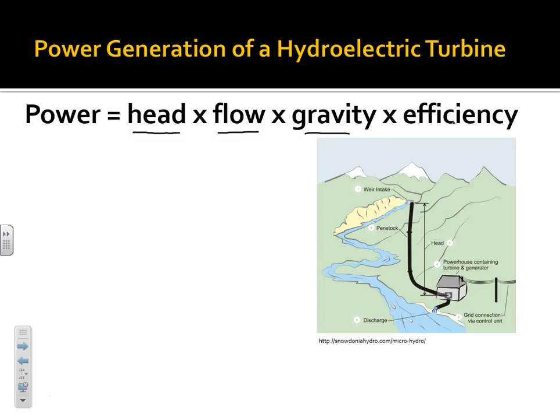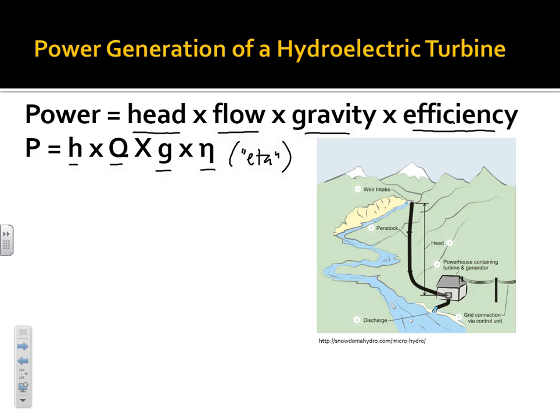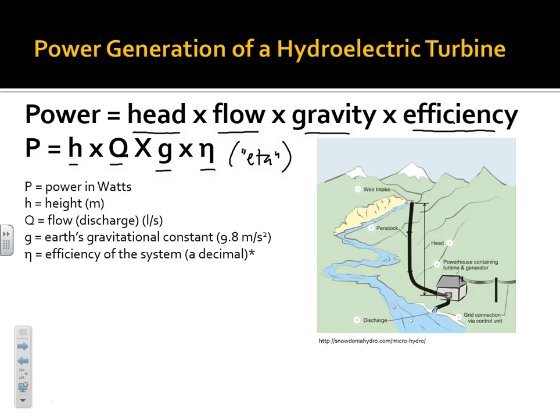Now the thing we're adding here is efficiency, because again, nothing's 100% efficient. As it turns out, turbines are actually pretty efficient. So the equation here, the symbol is H, capital Q, gravity, and this is eta, which is just the generic symbol for efficiency. It's Greek N, basically. Okay, so here's our equation, and here are the variables. Power is given in watts, the SI unit, height or head in meters. Flow is discharge. Now this is a little bit different. In this case, it's going to be liters per second.